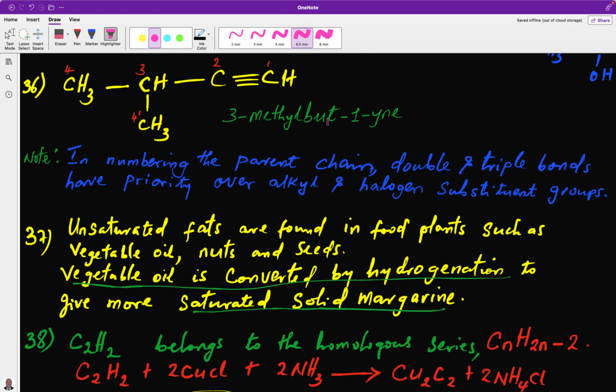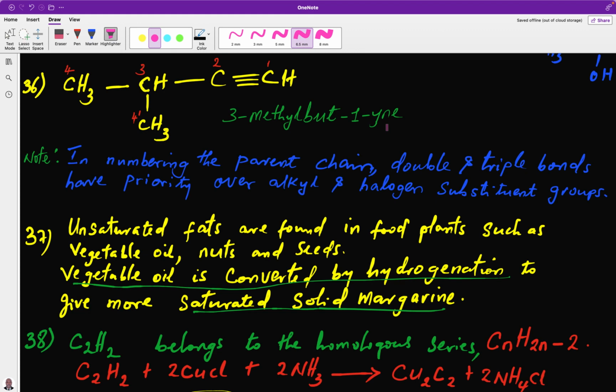But is because it is butane, because the parent chain is 1, 2, 3, 4. That is butane. So 3-methylbut-1 because the functional group is on the first carbon atom. 3-methylbut-1-yne because it is an alkyne. So that is the name. The name is 3-methylbut-1-yne. So that is the name that is being given.